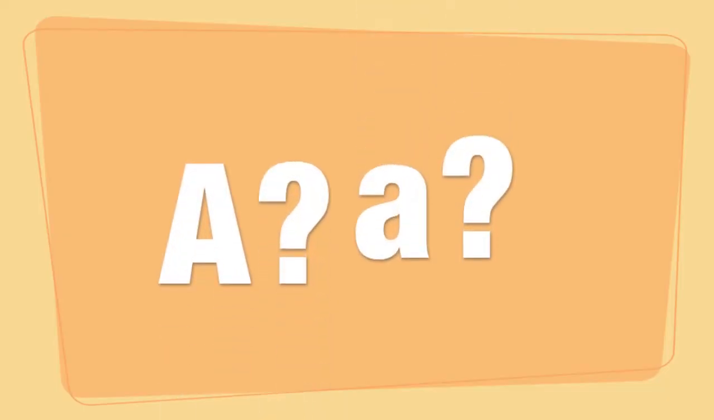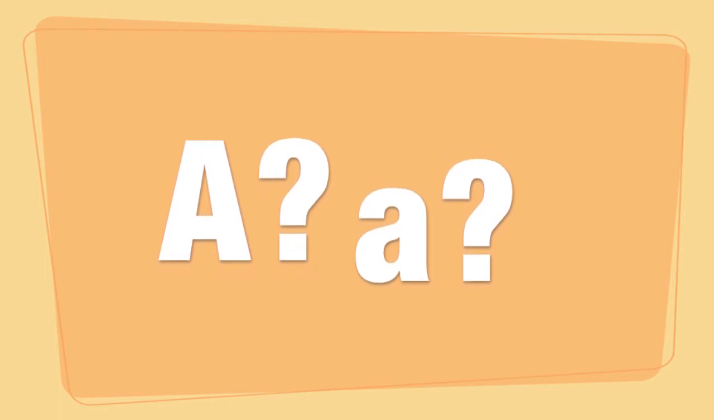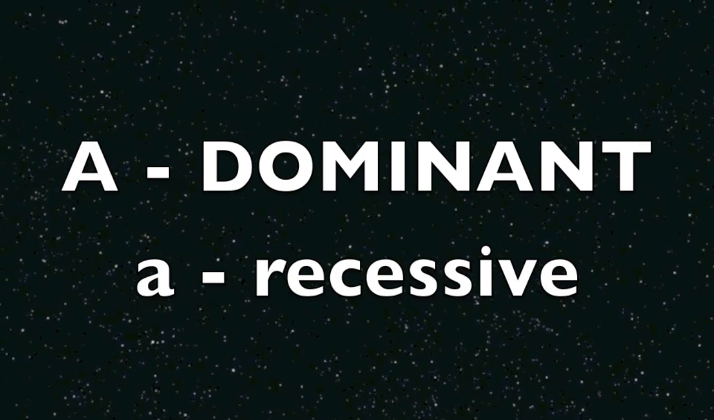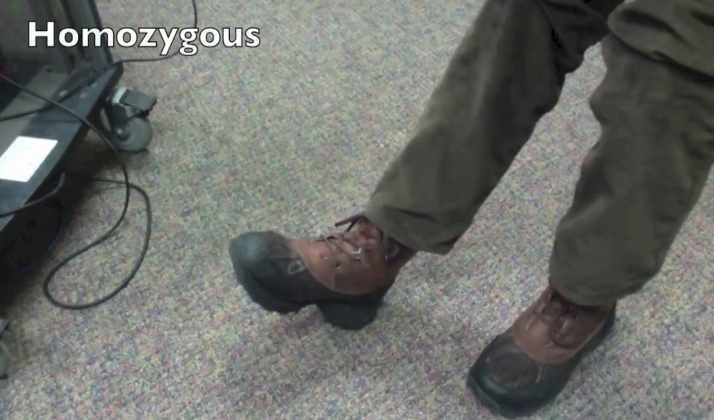You might be asking, what does capital or lowercase mean? Capital means dominant, while lowercase means recessive. The dominant allele will always overpower the recessive one. Take this example. Here I am wearing two identical shoes and am homozygous. Here, however, I am wearing two different shoes, and thus I am heterozygous.